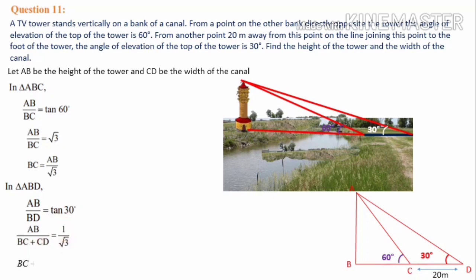Tan 30 value is 1 by root 3. That is, cross multiply it. BC plus CD is equal to AB into root 3. That is AB root 3. Then AB by root 3 plus the length of CD, which is given to us. Length of CD is 20. And BC we have already calculated, that is AB by root 3. So just substitute that one, AB by root 3, and CD from the diagram we can write 20.